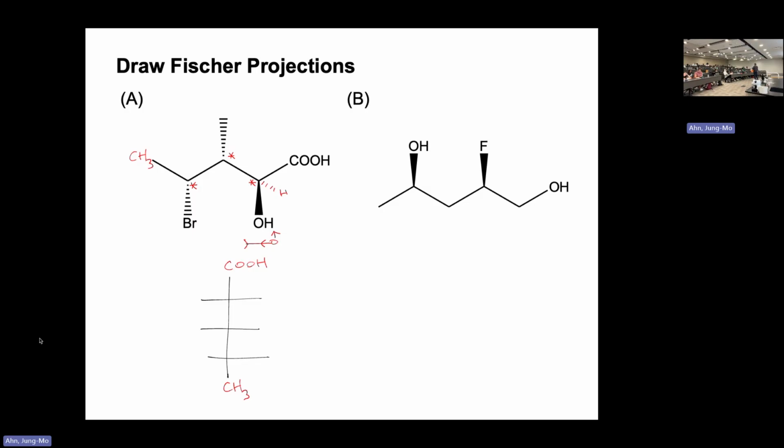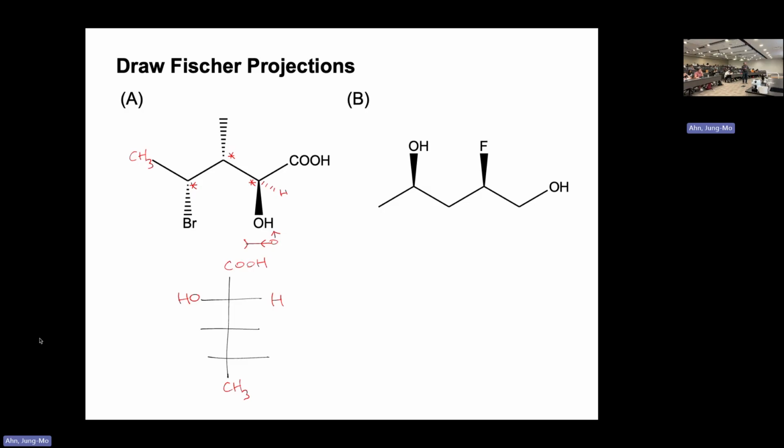That's on my left-hand side. So where should the hydroxyl group go? That's the left side. Looking up from here, the hydroxyl is on the left-hand side, and the hydrogen is on the other side. So we do that for this stereocenter.